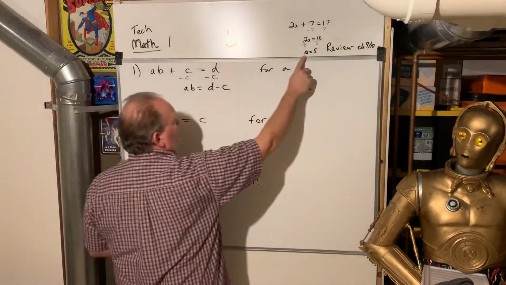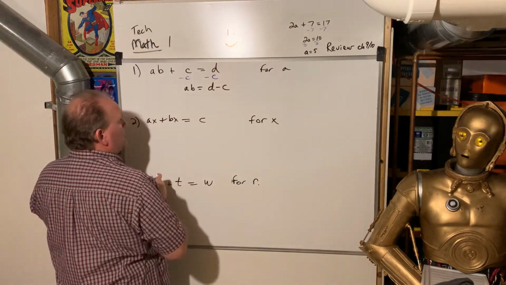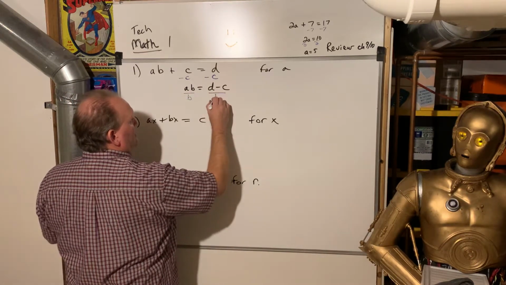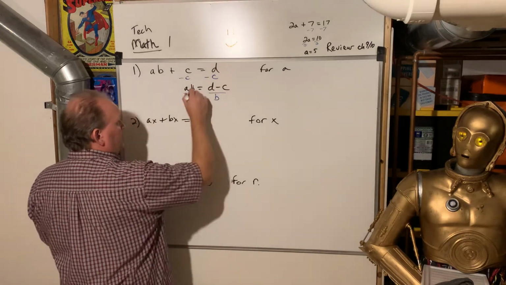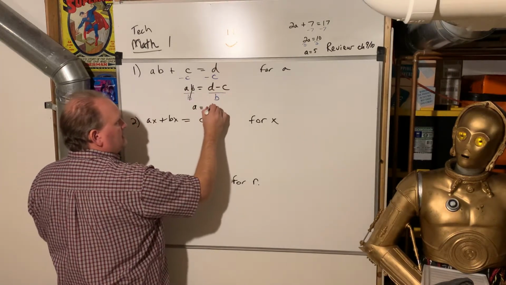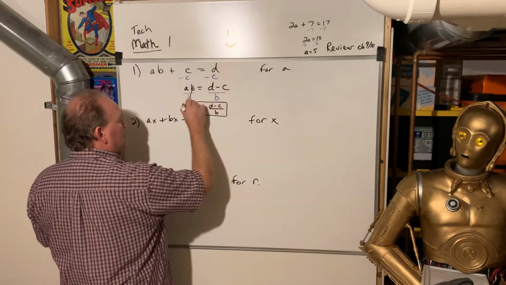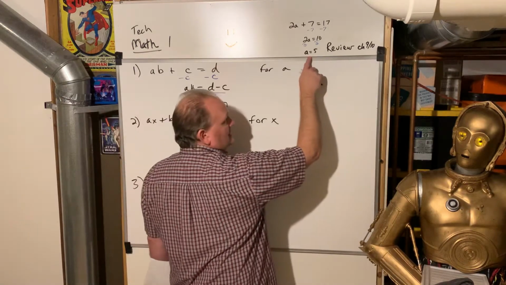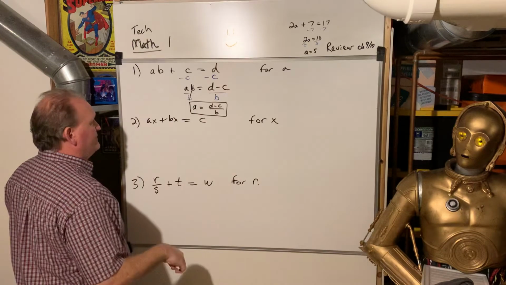Just like how we had A by itself there, then we divided both sides by 2. Here, we're going to divide both sides by B. And so now we have A, the B's cancel, so A is equal to D minus C over B. And that's it. That is the answer. It doesn't feel like an answer because we're used to A equals 5. But that's it. All right.